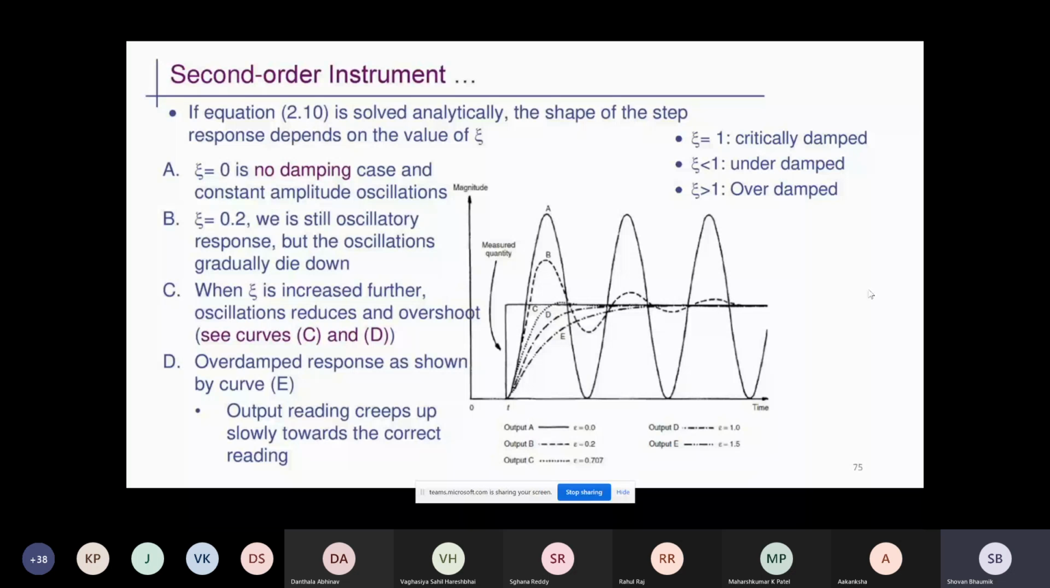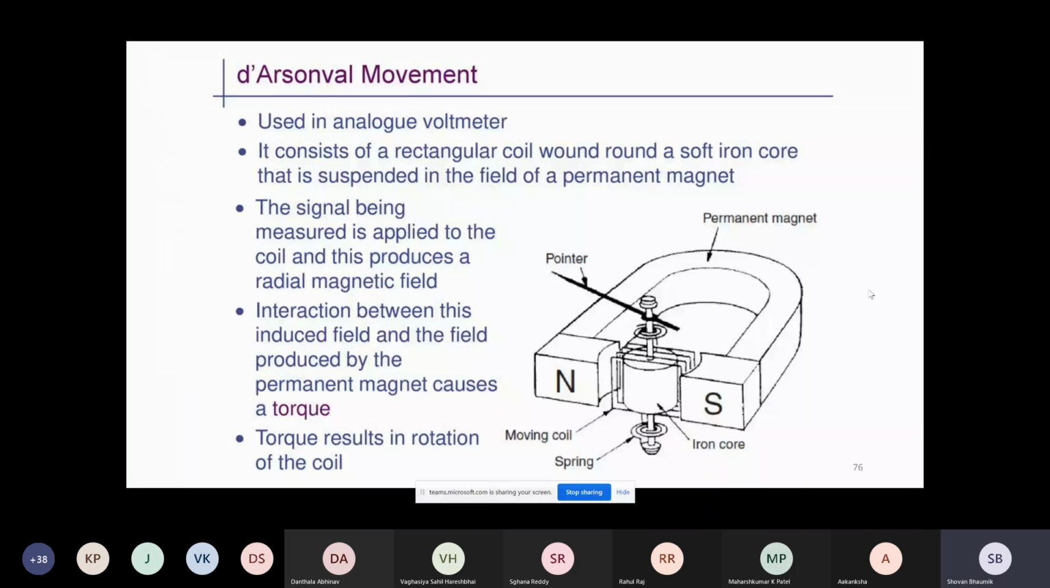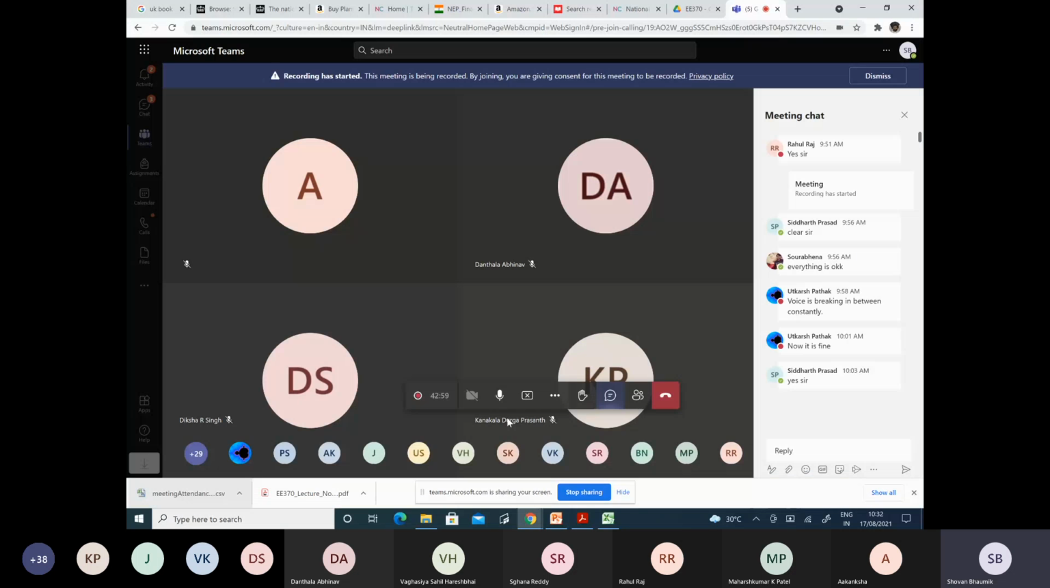Now let's come to an example. What may be the example of a second order system? Before that, let me see if there is any query. There is no query. Okay. So what may be the example?